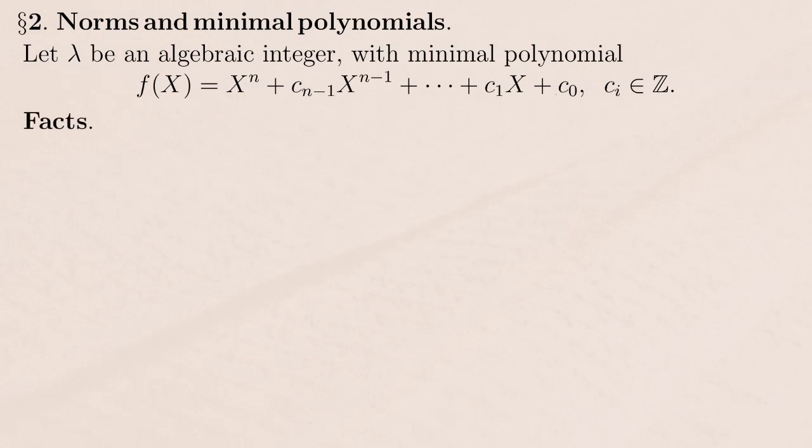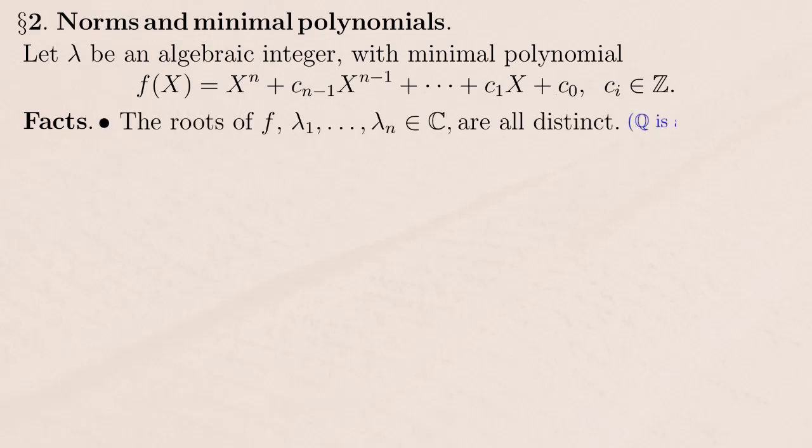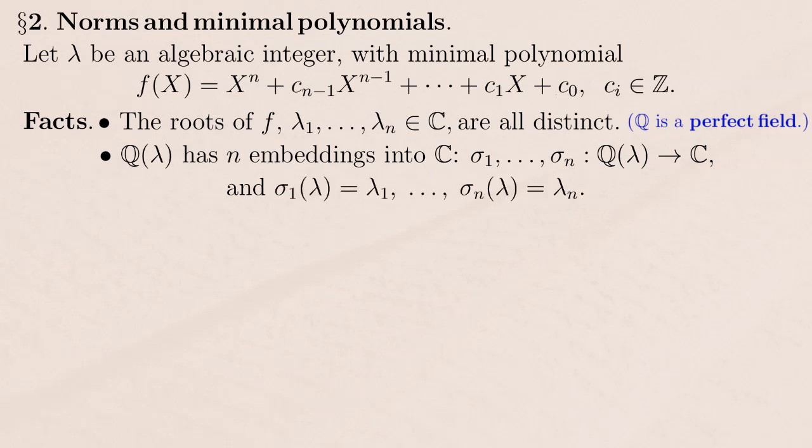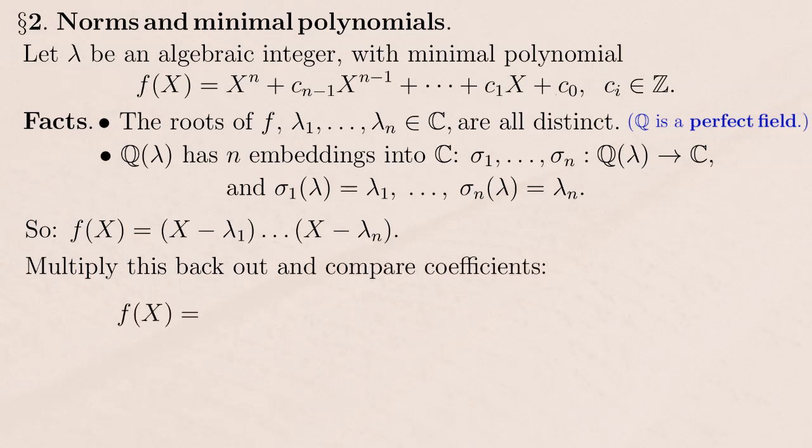Here are two important facts. Firstly, because f is a minimal polynomial, all of its roots are distinct. Q is called a perfect field for this reason. Secondly, Q adjoin lambda has n embeddings into the complex plane, let's say sigma 1 up to sigma n, where sigma 1 sends lambda to lambda 1, and so on all the way up to sigma n, sending lambda to lambda n. So, since we know the roots of this polynomial, we can factorize it as (x minus lambda 1) up to (x minus lambda n), and then multiply this back out and compare coefficients.